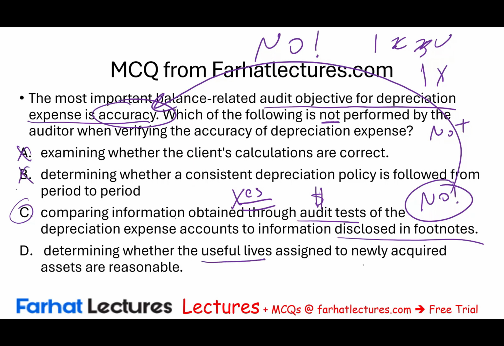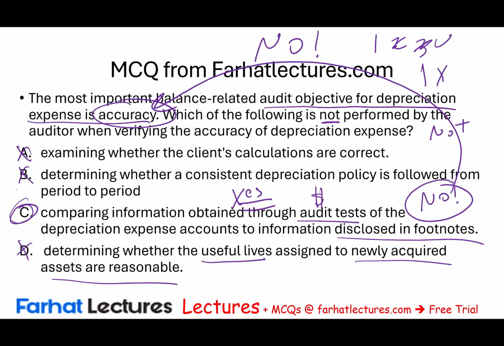Let's look at D: Determining whether the useful life assigned to a newly acquired asset is reasonable. Do you have to do that? Absolutely yes, you have to do that. You have to check the reasonableness of the company's estimate. So that's what you have to do. And what you don't have to do for accuracy is C. You have to do it for disclosure.